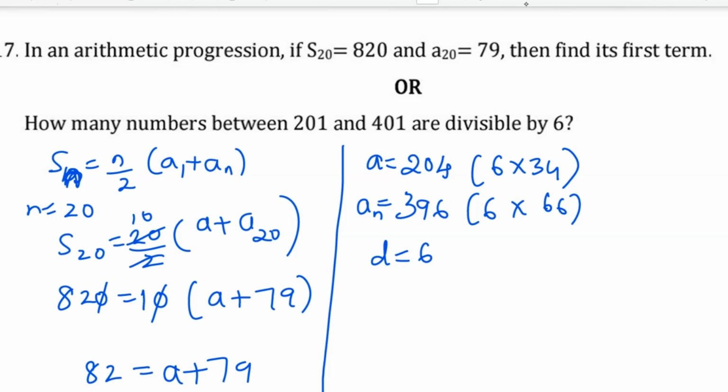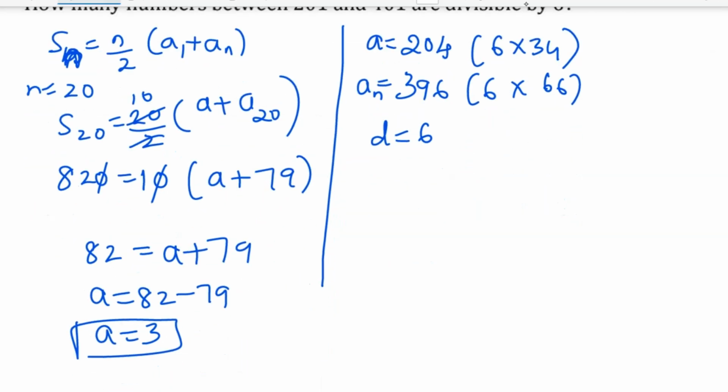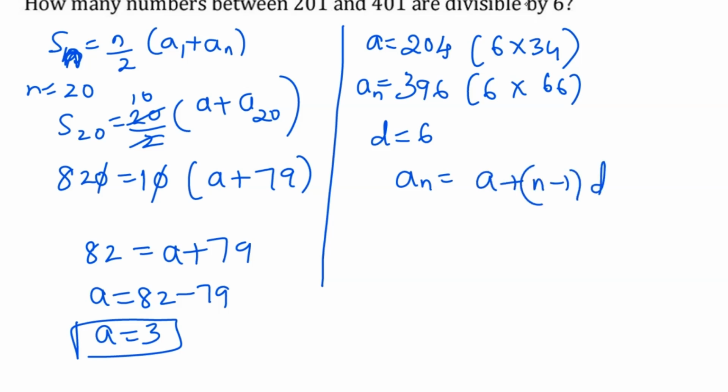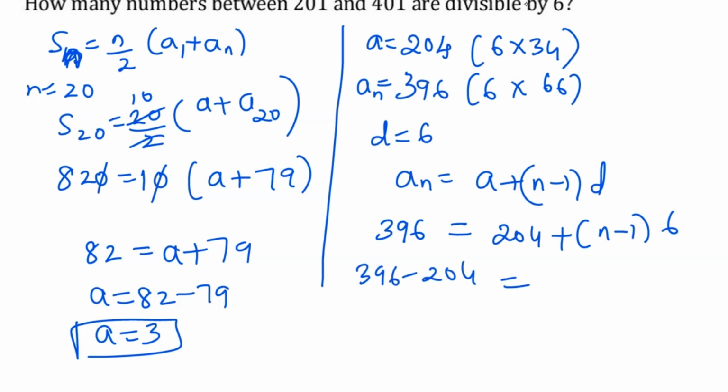Now by substituting the values, we use An equals A plus (n minus 1) into d. What are we taking as n? We are taking n as it is. An is the last term, 396, equals A which is 204 plus (n minus 1) into d which is 6. So you get 396 minus 204 equals (n minus 1) into 6. If you do the subtraction, you get 192 equals (n minus 1) into 6.